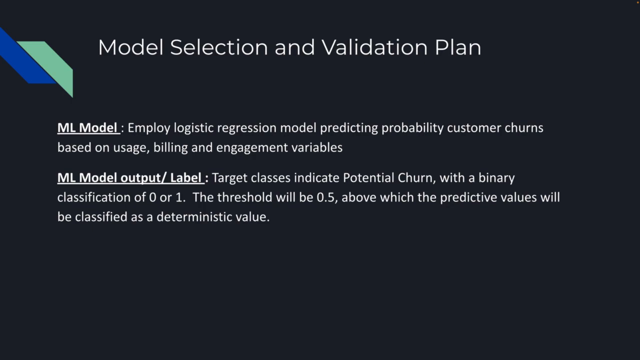Now coming to model selection and validation, because this is a classification problem, we need a binary classification where we determine whether the customer is a probable churn or not. So we will go with logistic regression, and the target class will be potential churn, and the threshold will be 0.5, above which the predicted value will be classified as a 1.